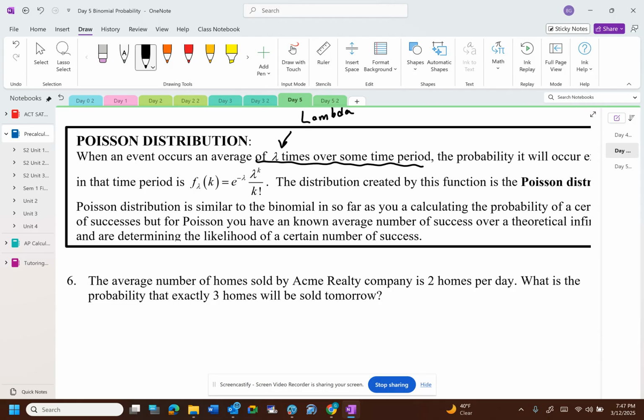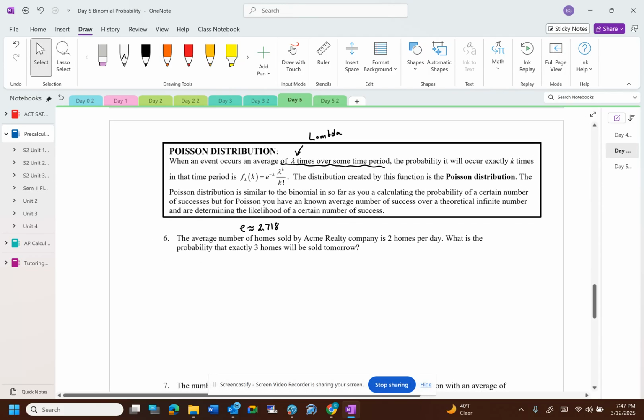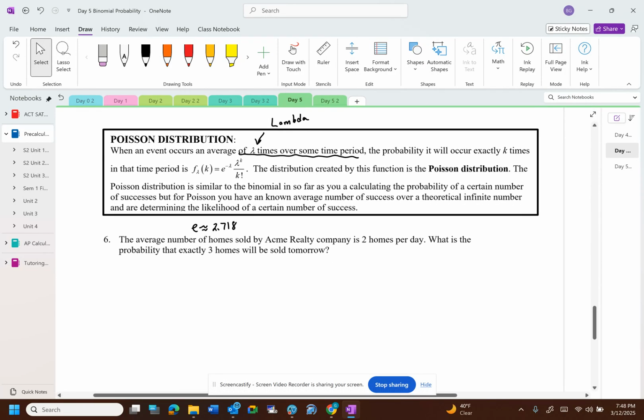But remember that lambda is the average over some time period. e is that natural number, 2.718 or whatever. And k is the number of successes that you're looking for. So using the Poisson distribution is fairly straightforward. You just have to make sure you get the lambda correct. It's usually the only thing that can cause any trouble.